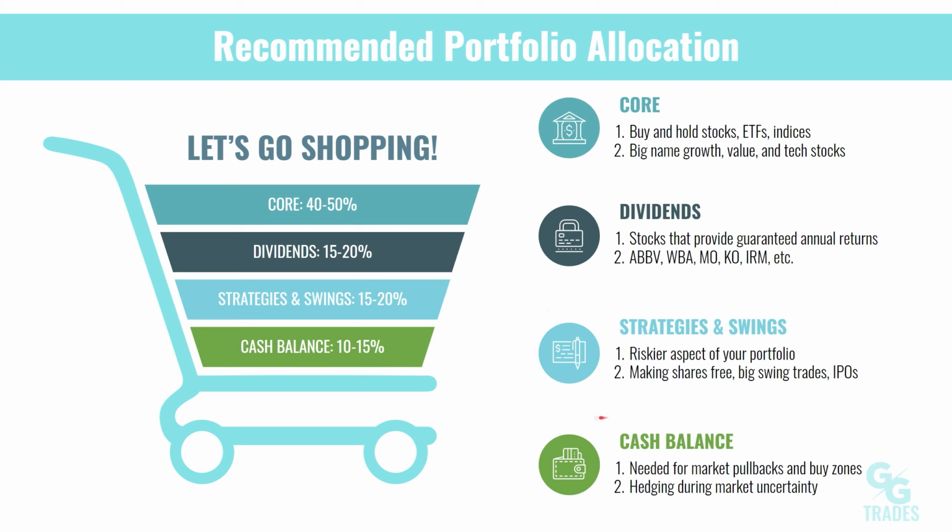And of course, the most important part here is going to be your cash balance. I always allocate about 10 to 15%. I hold those for any individual or market pullbacks, as well as the buy zones that I determine for my current holdings or something that I'm looking to get into. You also use this to hedge during market uncertainty. So again, cash balance, you should always have at least 10 to 15%, and then the rest, it's pretty self-explanatory.